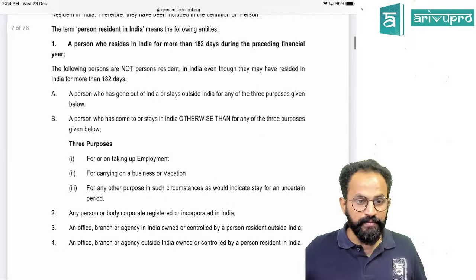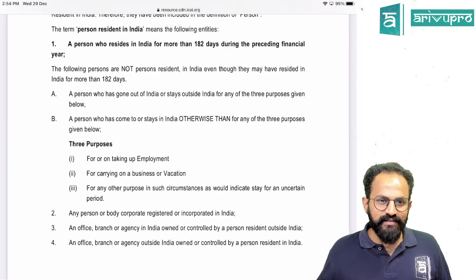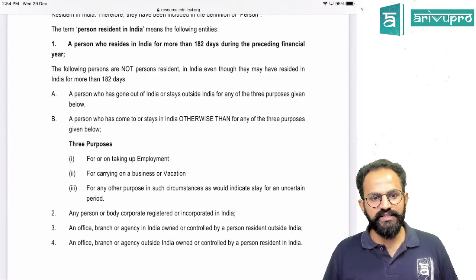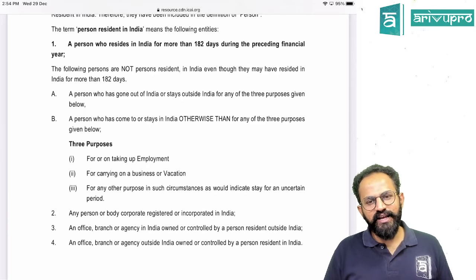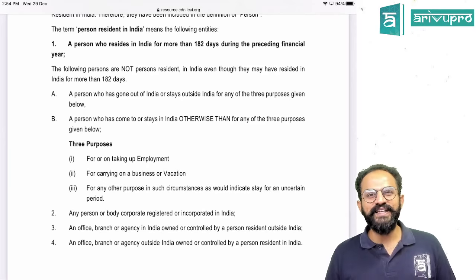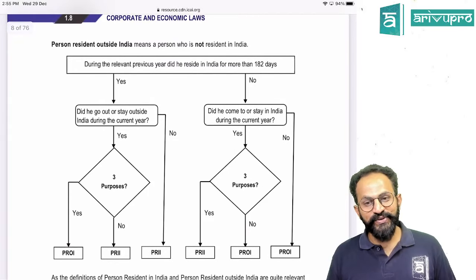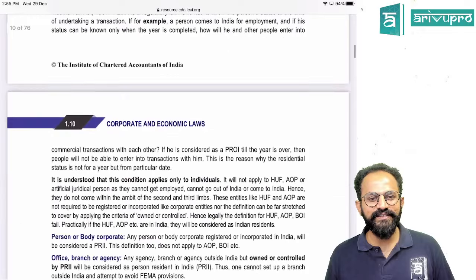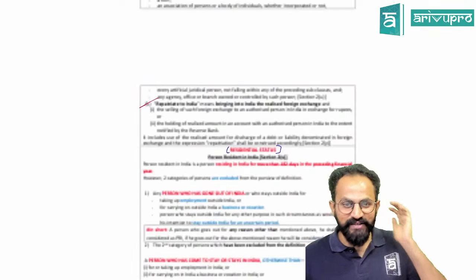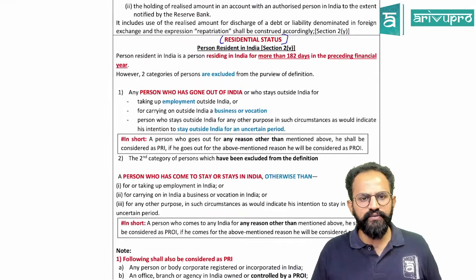Just to tell you, this is what the textbook has given: a person who has come to or stays in India otherwise than for any of the three purposes. What is "otherwise than"? They have only put it in caps. They felt that also was not easy, so they gave you this representation. This is also not easy, so they gave you a detailed explanation. Everything is that only, but I hope you have understood. I have not done a cut-copy-paste; it's a different interpretation that I have tried to give you.